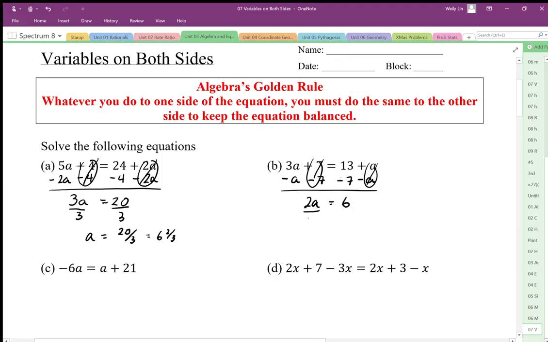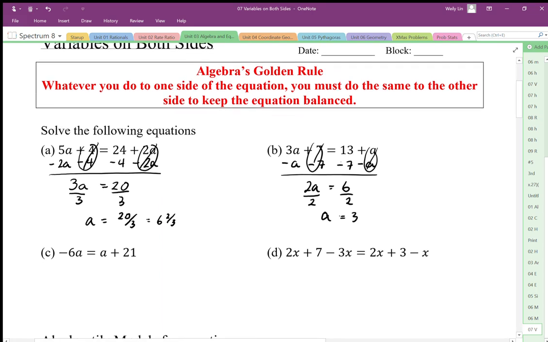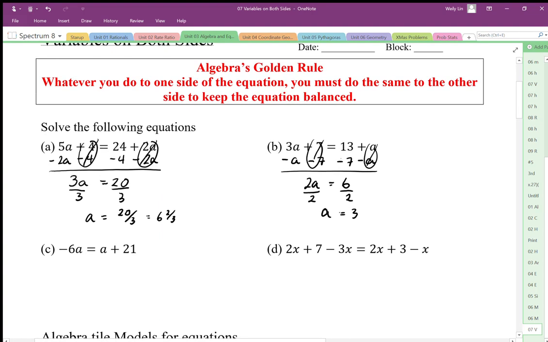Again, divide by 2, and I get a is equal to 3. So again, the important part of this is showing steps. The final answer is not worth very much. You need to be able to show me steps.